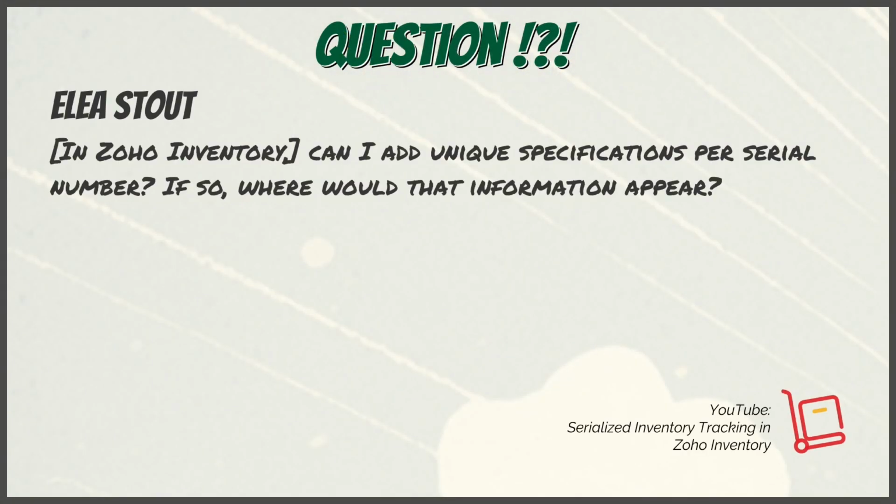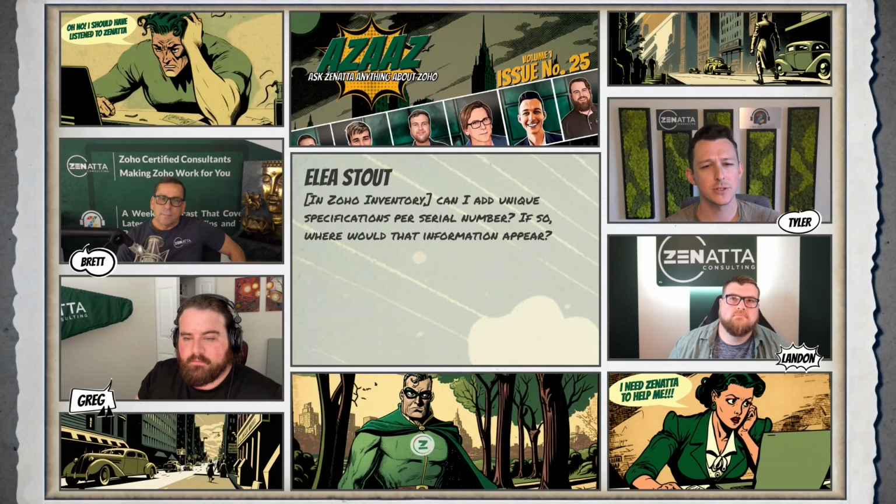Alrighty, first question here was asked over on YouTube by Elias Stout. This was asked in a video, serialized inventory tracking in Zoho Inventory. So the question is, can I add unique specifications per serial number? And if so, where would that information appear? Good question, Elias. This is something that Zoho Inventory doesn't handle perfectly.